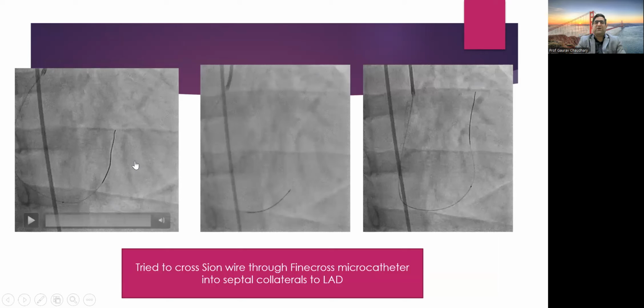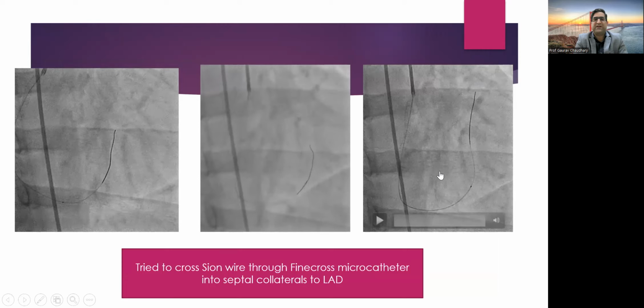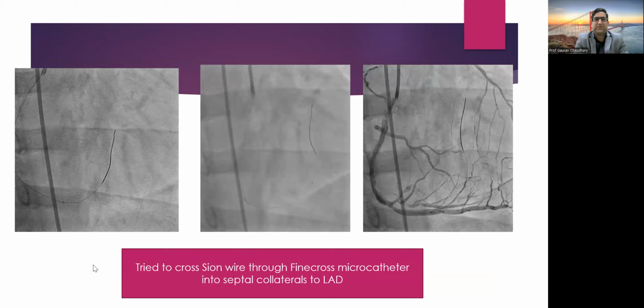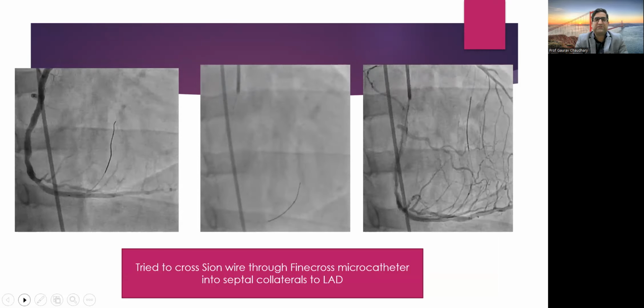In this, we went with the Sion wire through a Fine Cross microcatheter, but the problem with the Fine Cross microcatheter is that trackability is an issue. We were able to take the wire, but the microcatheter was not going into the septals.